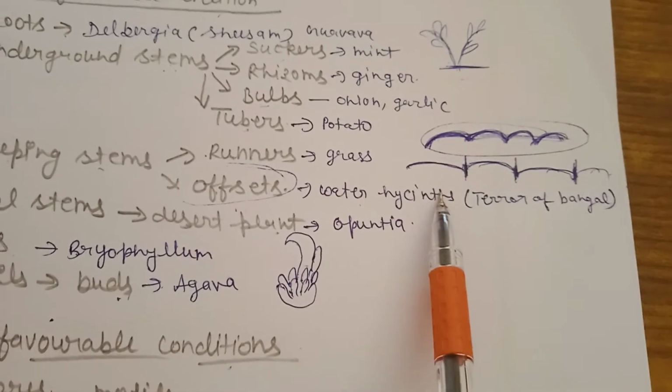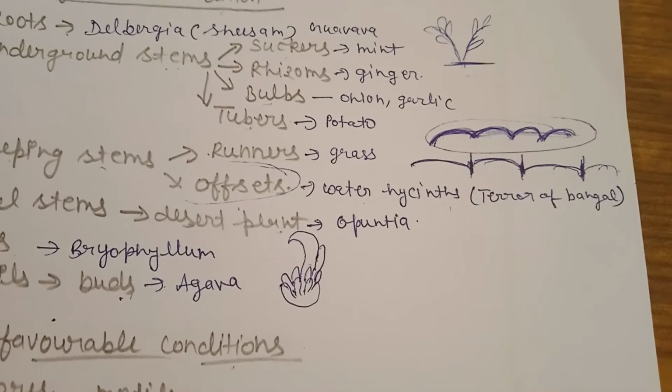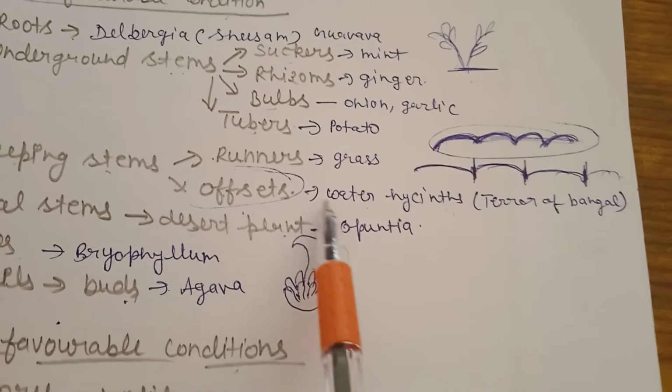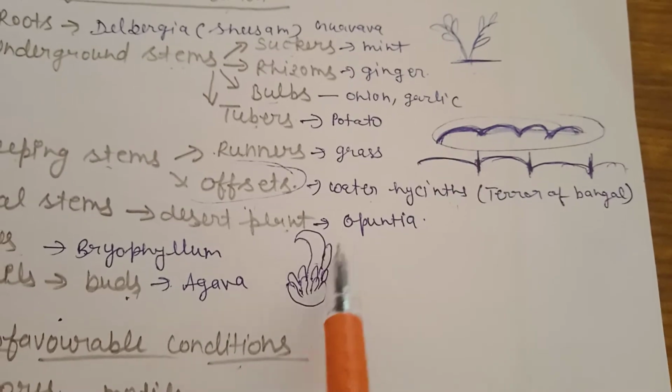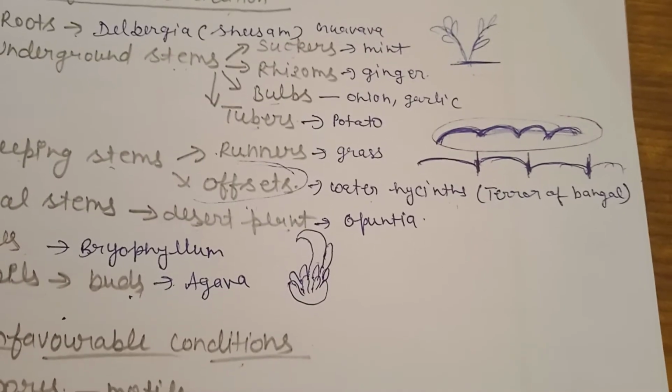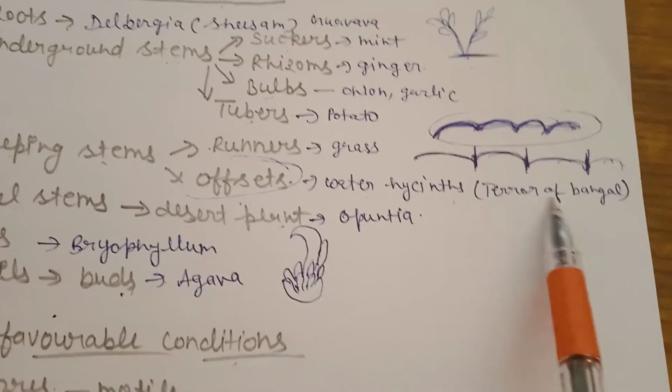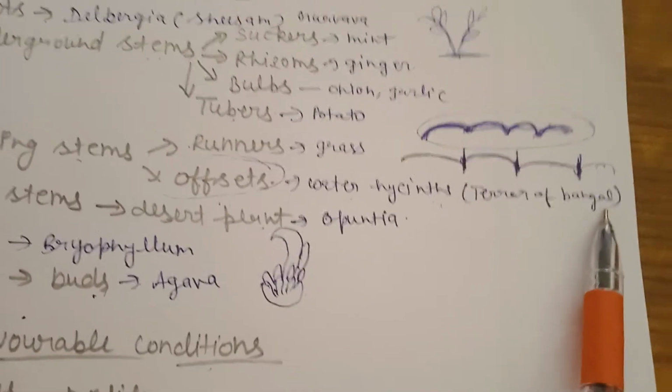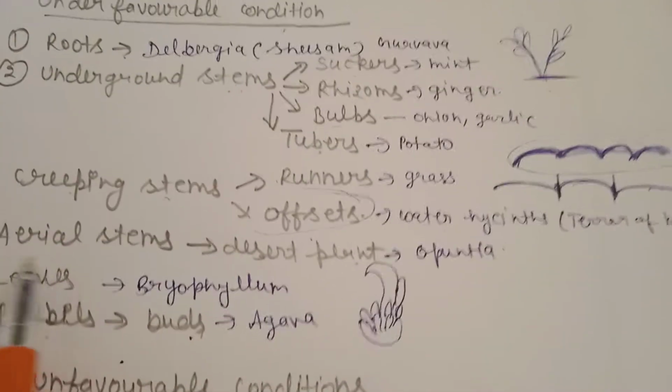Okay, and it will drain out all the oxygen of the water. So that's why all the fishes and the plant bodies present in the water body will automatically die. That's why it is known as the terror of Bengal. Okay beta, so next is aerial stem.